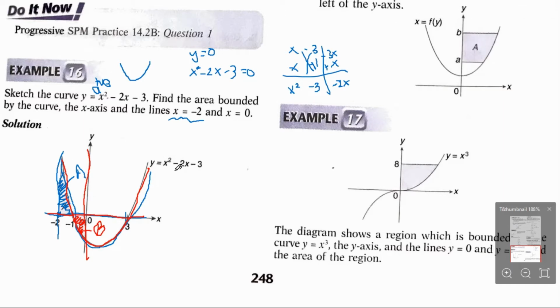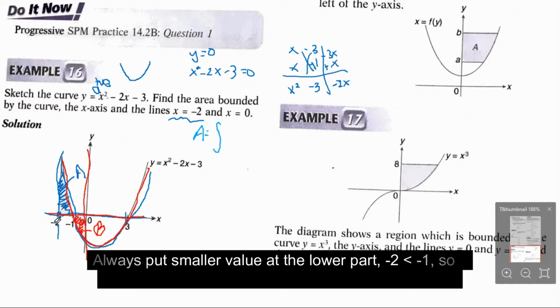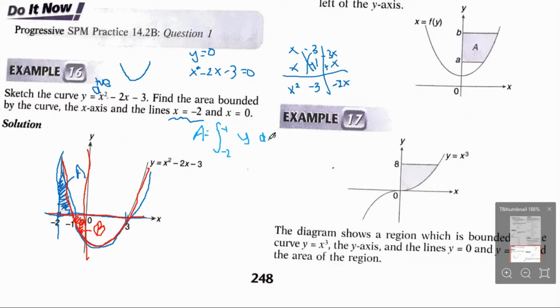So to find the area of A, we just use integration. Integrate from negative 2 to negative 1, y dx. Okay, we cannot integrate y in terms of x. We have to substitute y. So y is the curve, this curve, negative 2 to negative 1. Y is x squared minus 2x minus 3 dx.